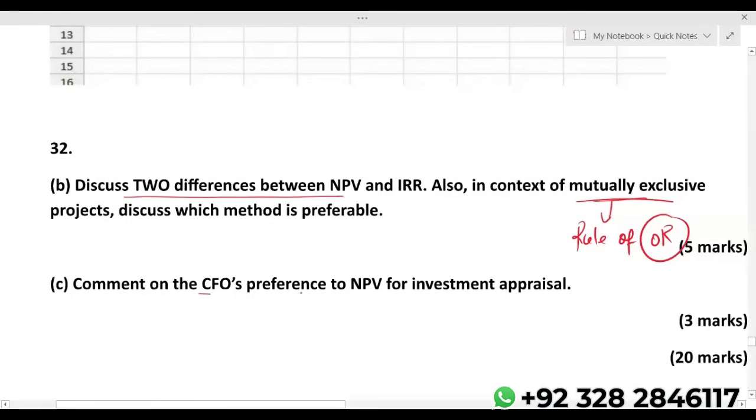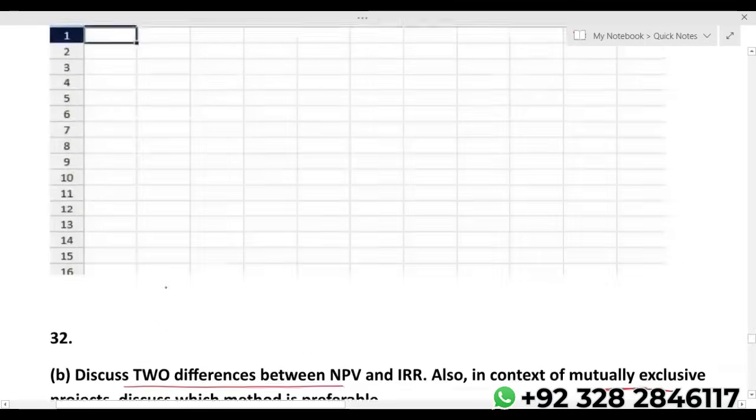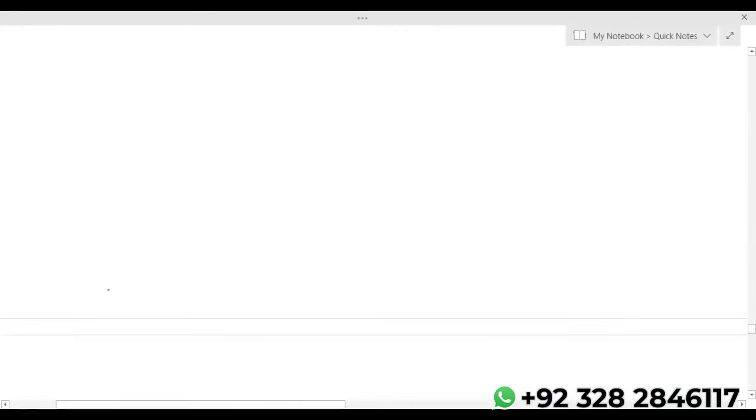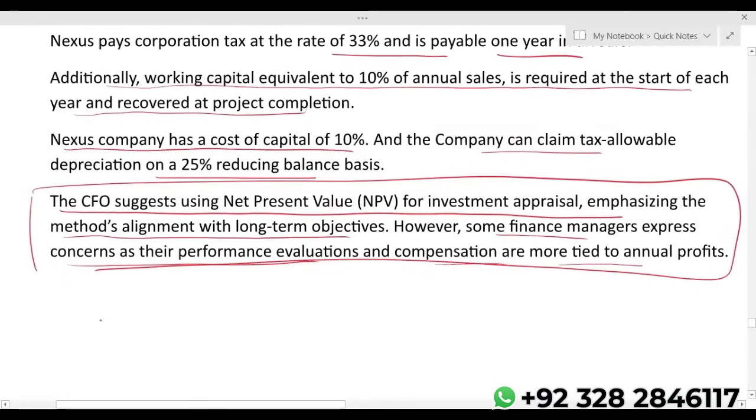Now, comment on the CFO's preference for NPV for investment appraisal. Of course, NPV is the better investment appraisal technique. There's no doubt about it. It's an absolute measure which will let you know exactly by what value the wealth of the shareholder will increase. But you're forgetting one thing. What is that? The CFO suggests using NPV for investment appraisal, emphasizing the method's alignment with the long-term objective. However, some finance managers express concern as their performance evaluation and compensation are more tied to annual profit.